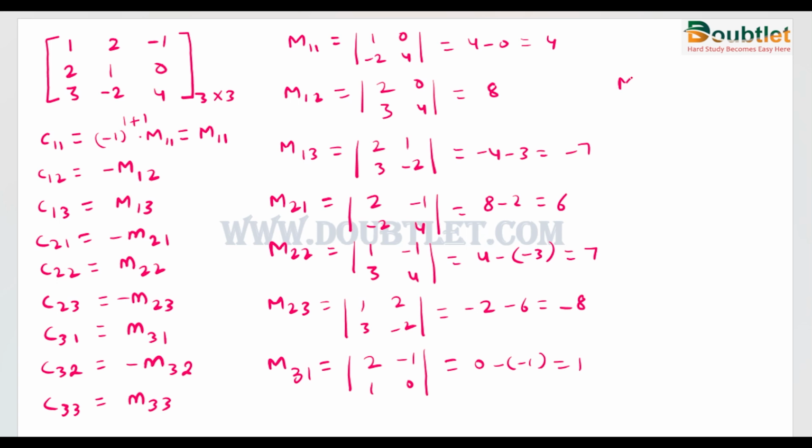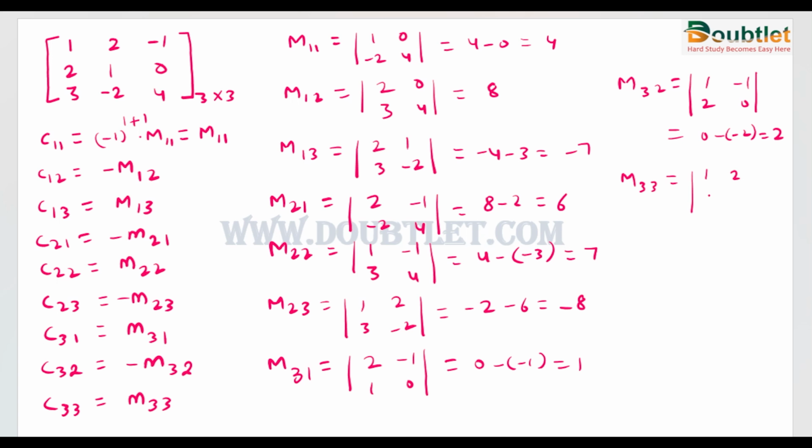So here we will find M32. M32 is remove the third row and second column. So what will we get? We will get 1, 2, minus 1, 0, and if we find the determinant, it will become 0 minus of minus 2, so it will become 2. This will become M33. We have to remove the third row and third column. So it will become 1, 2, 2, 1, and it will become 1 minus 4, which is minus 3.